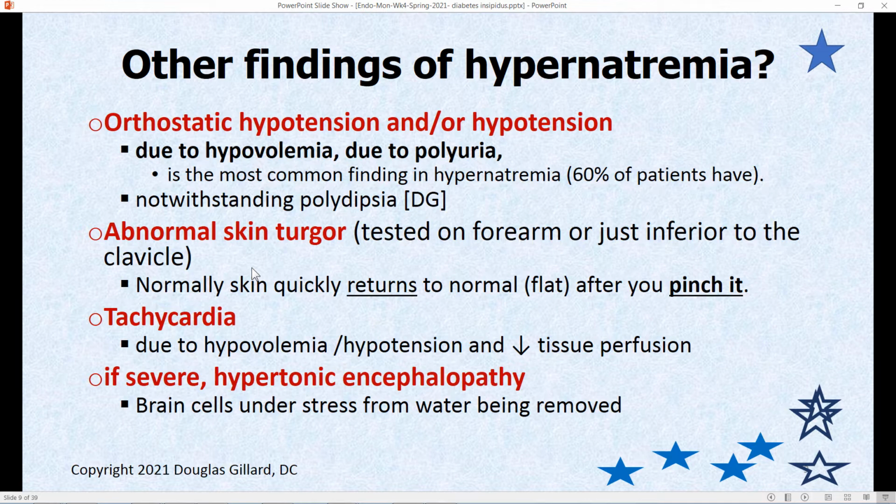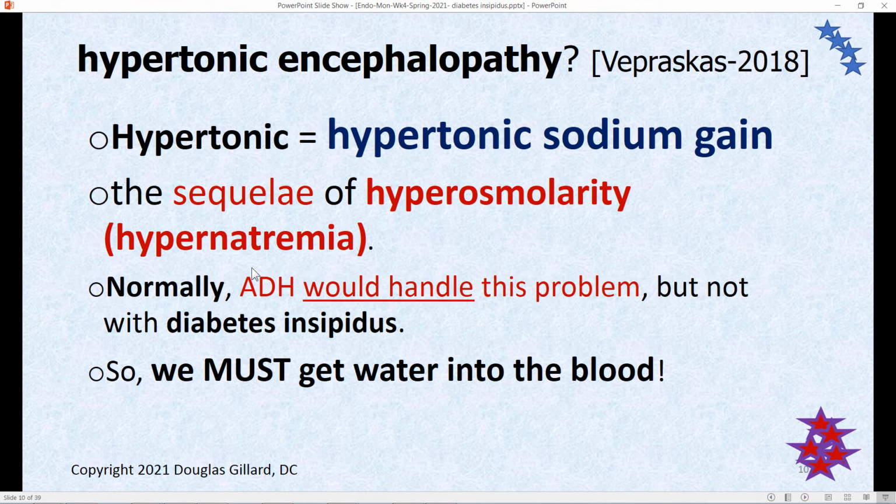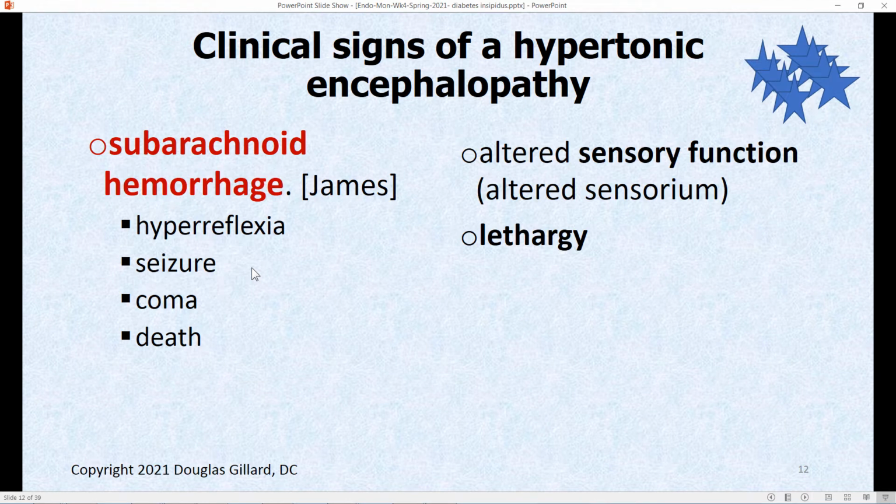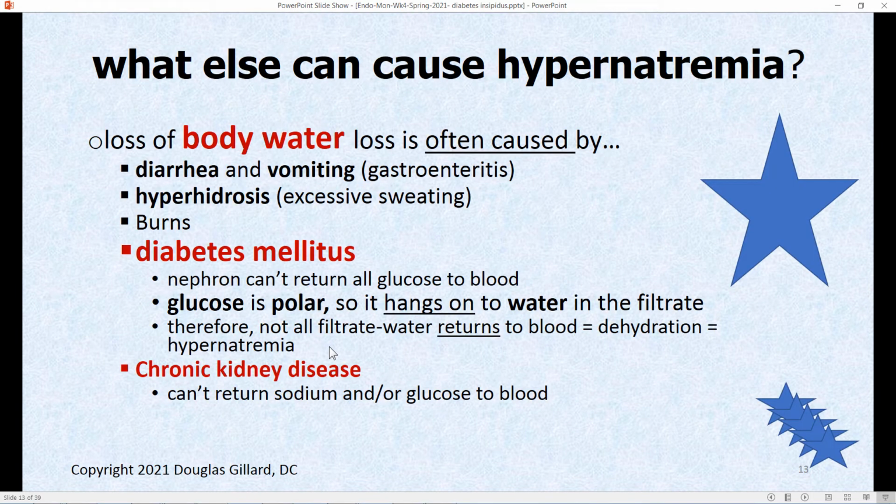Tachycardia. If they have hypotension, the heart will try to make up for that by pumping harder. So that causes tachycardia. Probably tachypnea as well. That always gets left off, but if your heart's going faster, your respiration rate is going to be increased. And then if severe, that's when the hypertonic encephalopathy occurs, and that's the nice lead into that. And as we said, it literally sucks water out of your brain cells and kills them, and gives you really stroke-like symptoms. That's kind of one word to summarize all that up. What else can hypernatremia do?